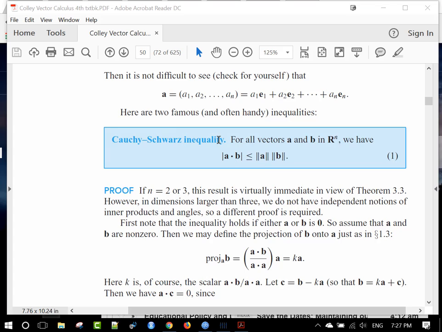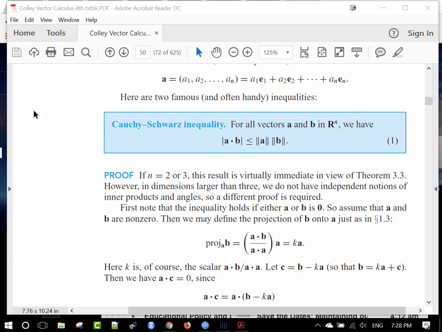Rather, I'm sorry, it's never going to be smaller. It could be equal to, but it's never going to be smaller than the magnitude or the absolute value of the dot product. So she says that if n is 2 or 3, this result is almost immediate. Let's look at that in view of theorem 3.3.